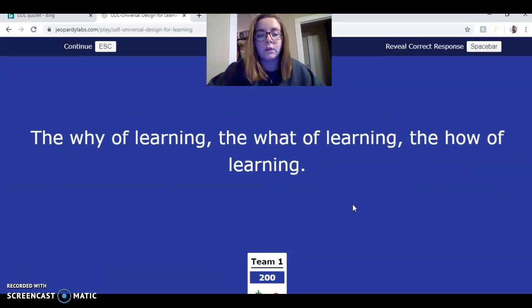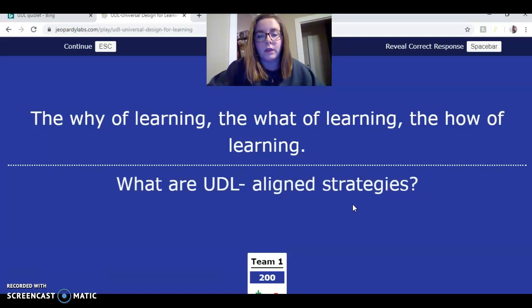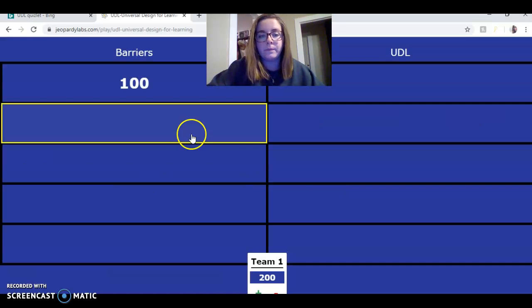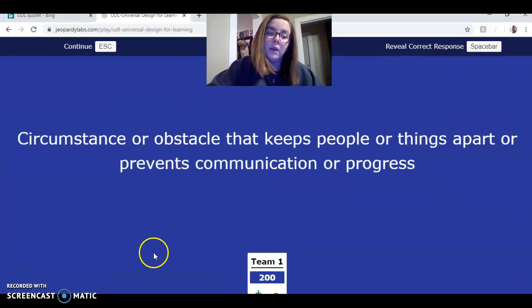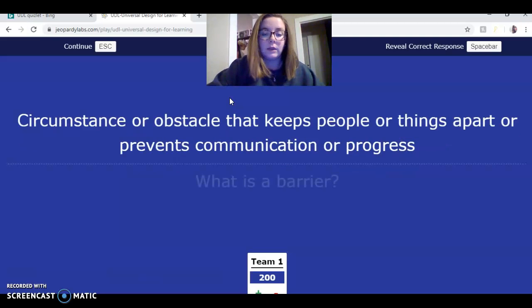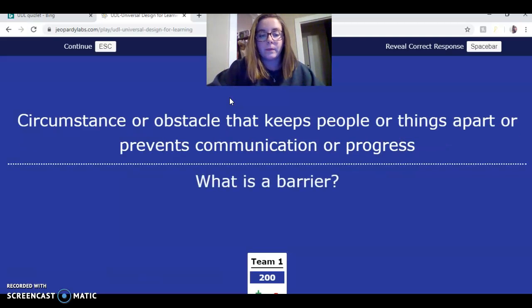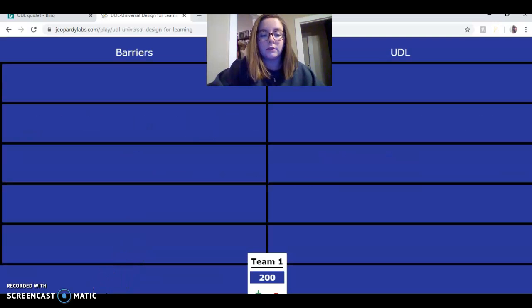UDL for 400, the why of learning, the what of learning, and the how of learning is UDL aligned strategies. And barriers for 100, circumstance or obstacles that keep people or things apart or prevents communication or progress is barrier.